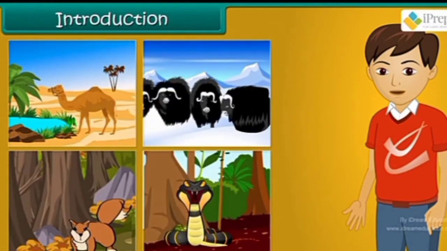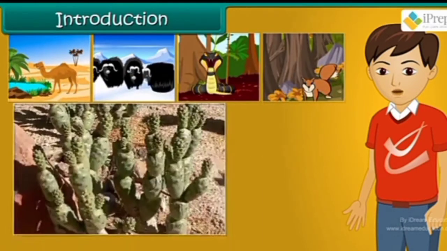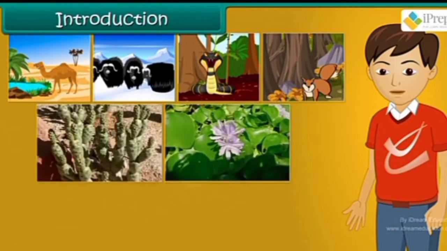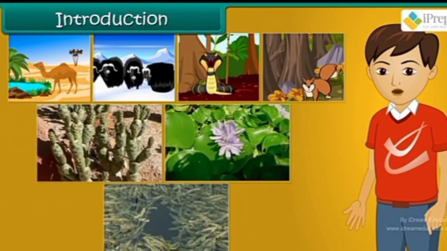Camel, yak, squirrel, snakes are all terrestrial animals, but their physical appearance and behavior are very different from each other. Similarly, plants like cactus, water hyacinth, and hydrilla are also different in their physical appearance and behavior. All plants and animals develop different features that help them to survive in their surroundings. Let us learn more about the living organisms and their surroundings.